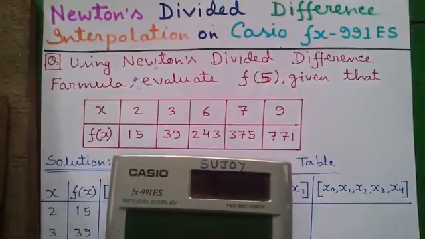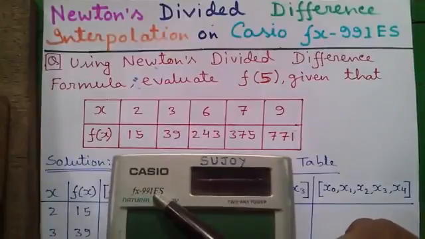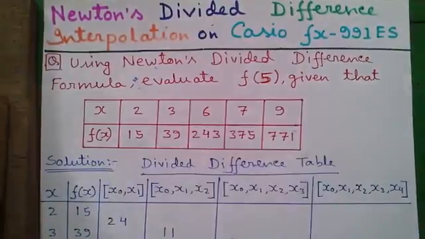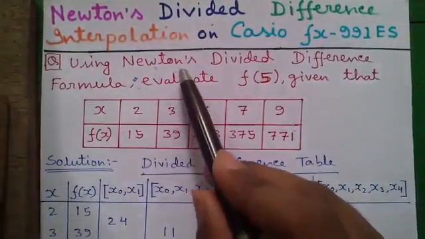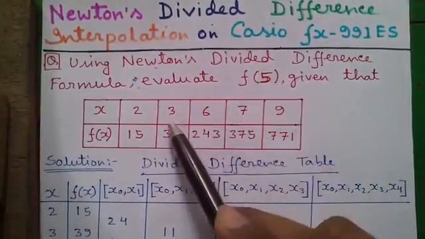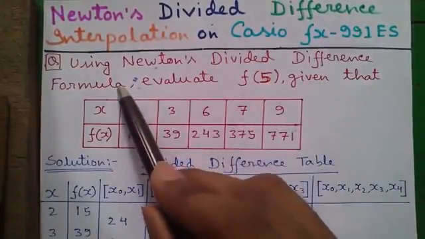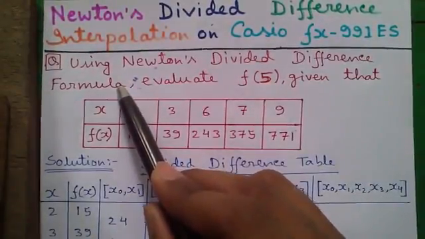I will tell you how to do Newton's divided difference interpolation very easily with the help of Casio FX 911 ES scientific calculator. So let's start. This is our question. We have to find out or evaluate f of 5 from the following table with the help of Newton's divided difference interpolation formula. So first some basics.